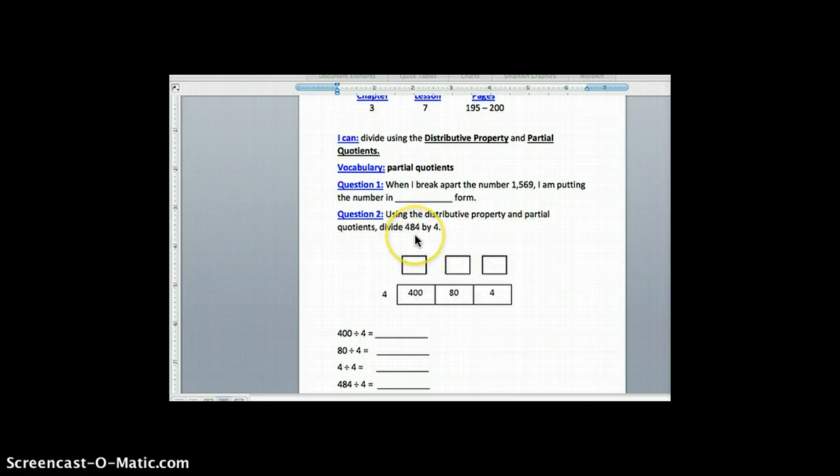So 484 divided by 4. So here's the little chart for you, and you have to think of each step of this. So look back in your book if you are forgetting a step, and then you would write your final answer here.